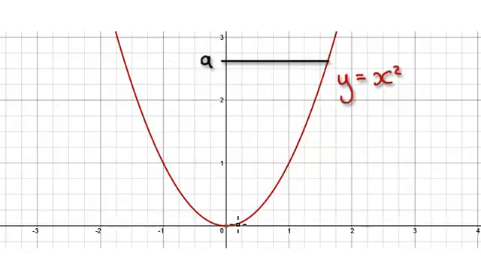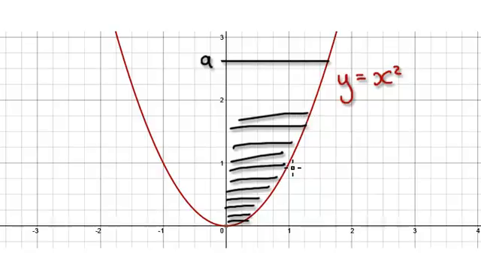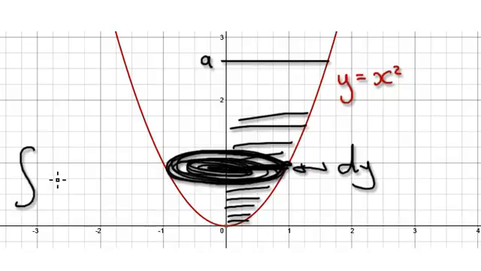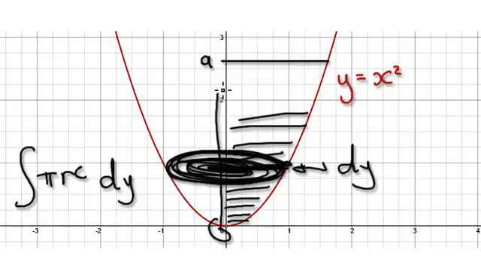So far we have two ways of doing it. We could sum it up like this. When you look at this particular disk here, the thickness would be dy. One method would be us summing up all the disks, so we somehow work out pi r squared, and then dy, integrated from 0 to a.